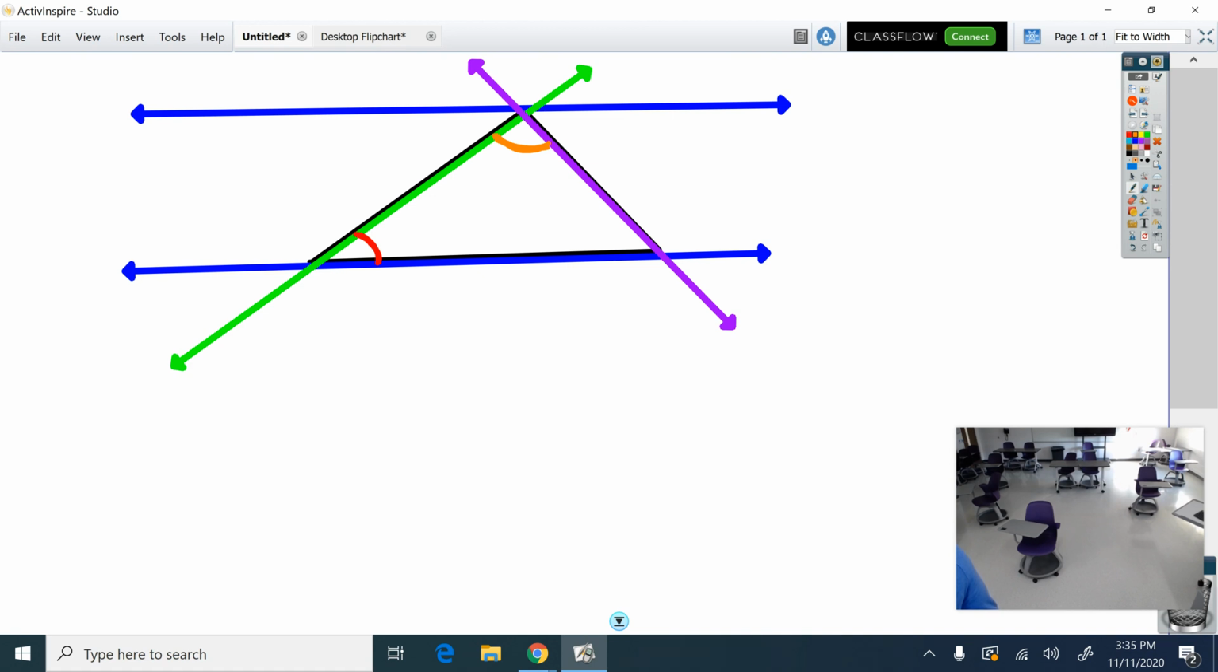And let's go with this color. I already did orange, we did red already. I don't have much left. We're going brown. So I want those 3 angles to add up to 180. Well, one of the things that I know adds up to 180 is a straight line. If I go all the way across that straight line, it'll be 180 degrees.